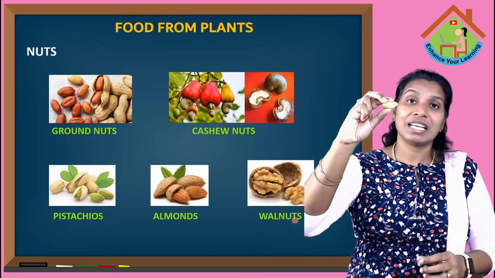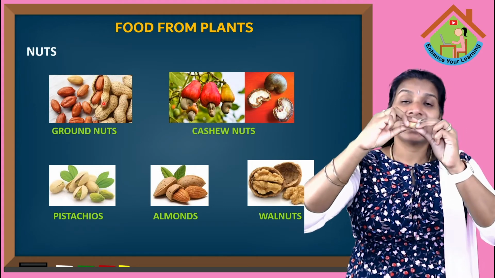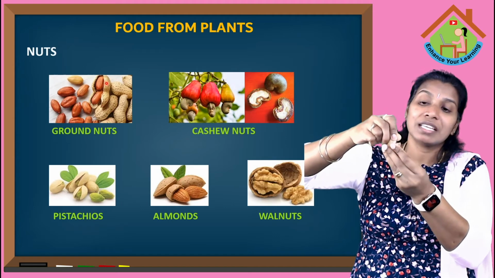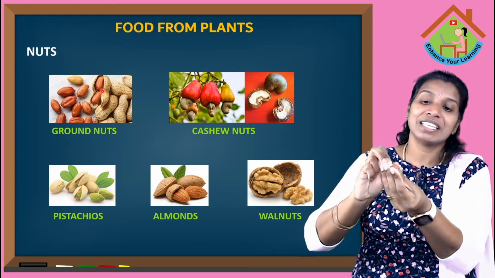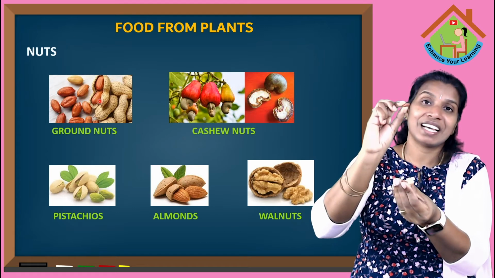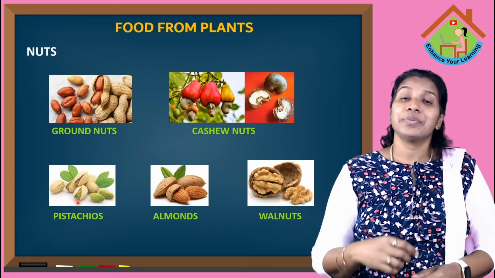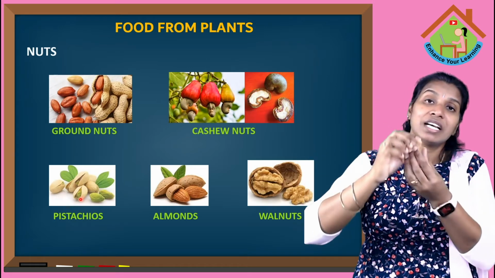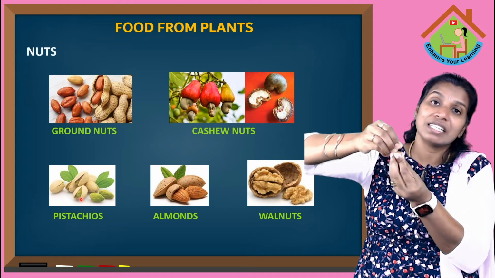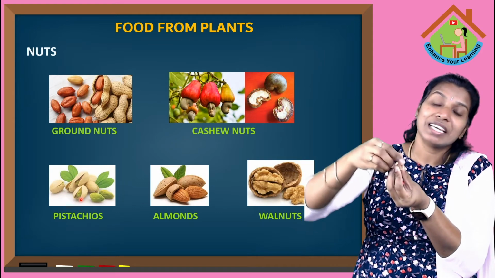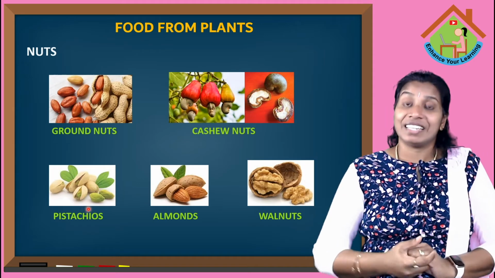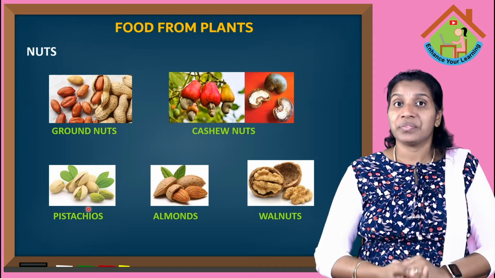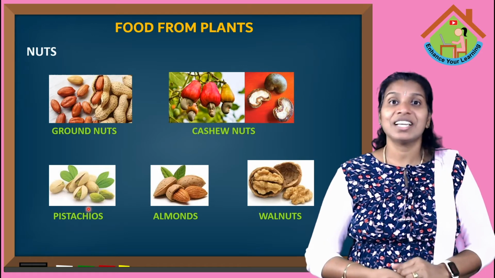This is the groundnut, which has a hard outer covering. When you open the cover, you can see the nut inside. And one more example, pista. See, there is a hard covering outside. When you open the hard cover, you can find the nut inside. Nuts are the rich source of fat, protein, fiber, vitamin and minerals.